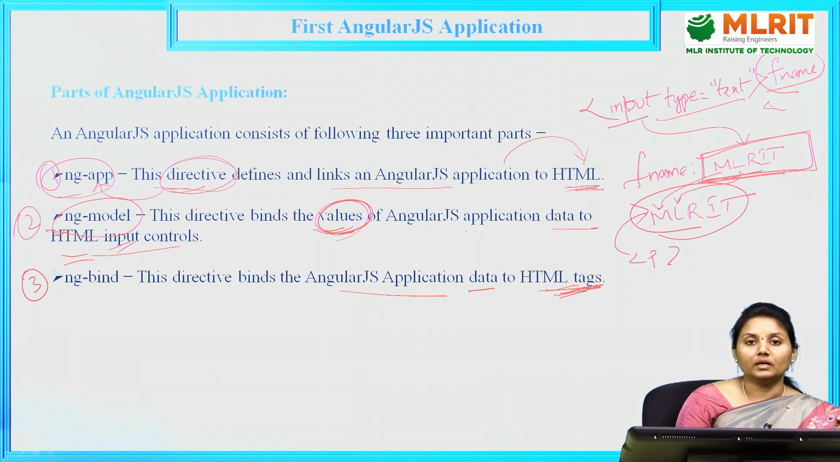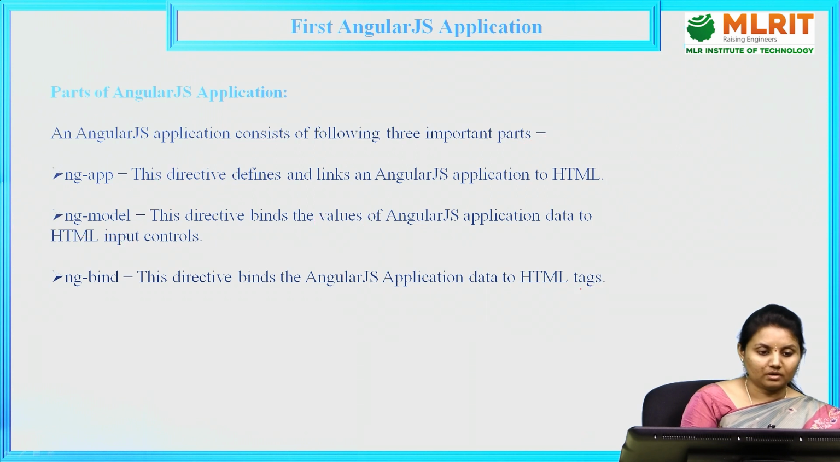So, the parts of AngularJS are divided into 3: ng-app, ng-model and ng-bind. We use ng-app to integrate our application with the HTML part, ng-model so that our AngularJS is bound with the inputs that we are giving, and ng-bind so that our AngularJS application binds with all the elements that we are going to use in HTML. This is how these 3 directives are helping us.